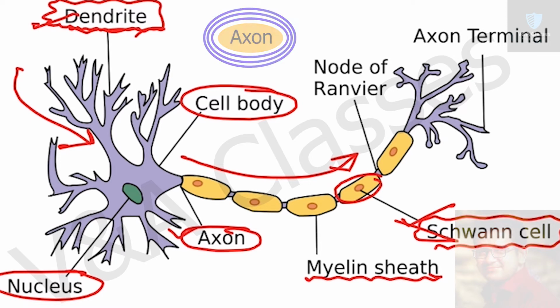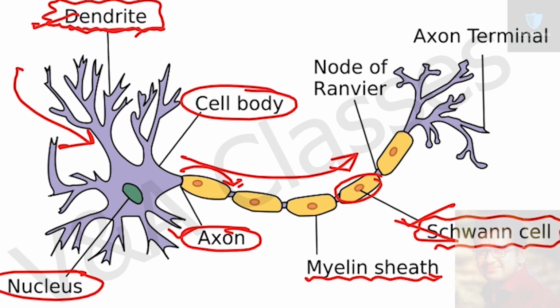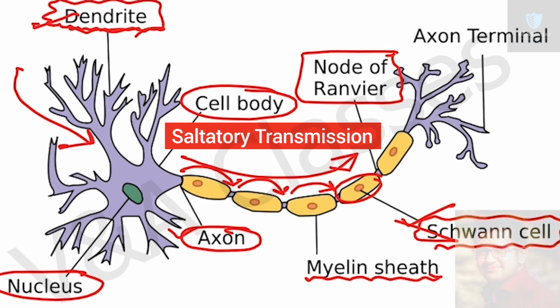So what it does is jump from one node to another. What are these nodes of Ranvier? These nodes of Ranvier are the places where the myelin sheath is deficient. The electrical impulse will jump from one node to another, and in this way the electrical impulse is conducted in a faster manner. This kind of transmission is called saltatory transmission, the jumping kind of transmission, which is possible because of the myelin sheath.